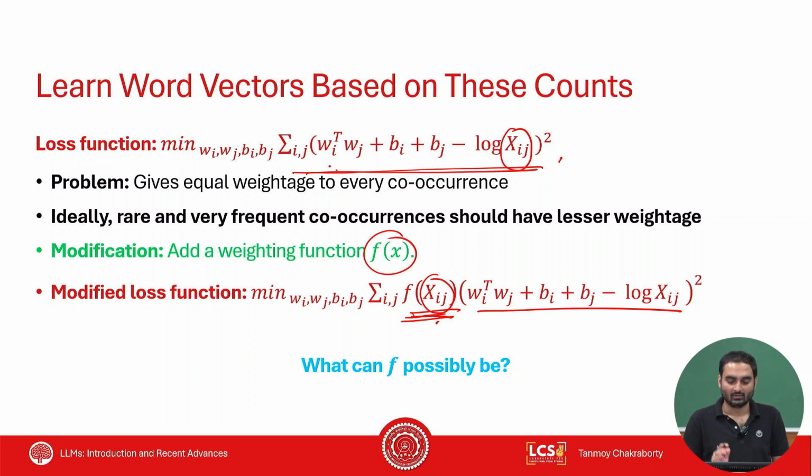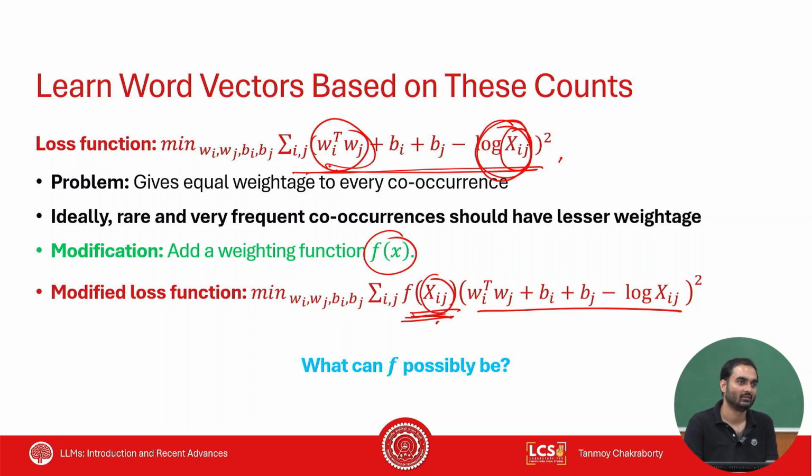Okay, so this essentially captures both worlds appropriately, right? Because you have this count based method, this component log of Xij, which comes from the count based approach, whereas this one is very similar to the prediction based approach that we have seen. Okay, so this is GloVe embedding.